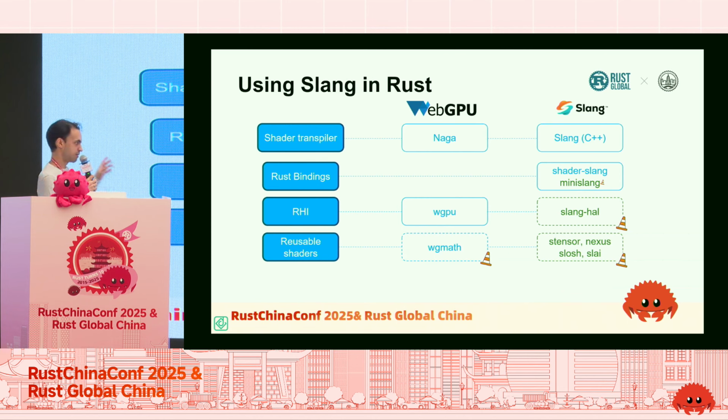Nexus, that one is almost empty right now. So it only contains a few operators which are used by Slosh. But the goal of Nexus will be to be a GPU-based physics engine, a rigid body physics engine. Slosh, that one is also a physics engine, but using the material point method. So this is a method for simulating non-rigid materials, so things like sand, water, etc. And finally, SLAI, which stands for Slang AI. That one is an LLM inference library.